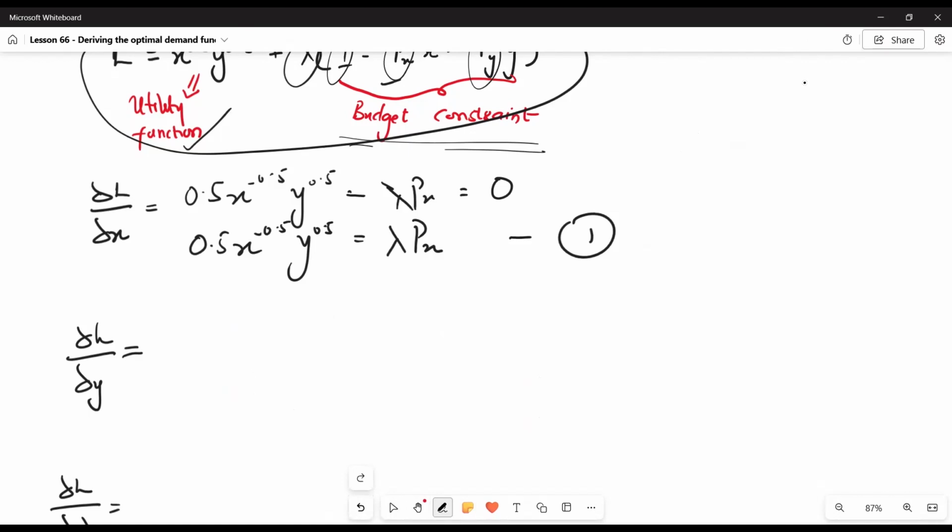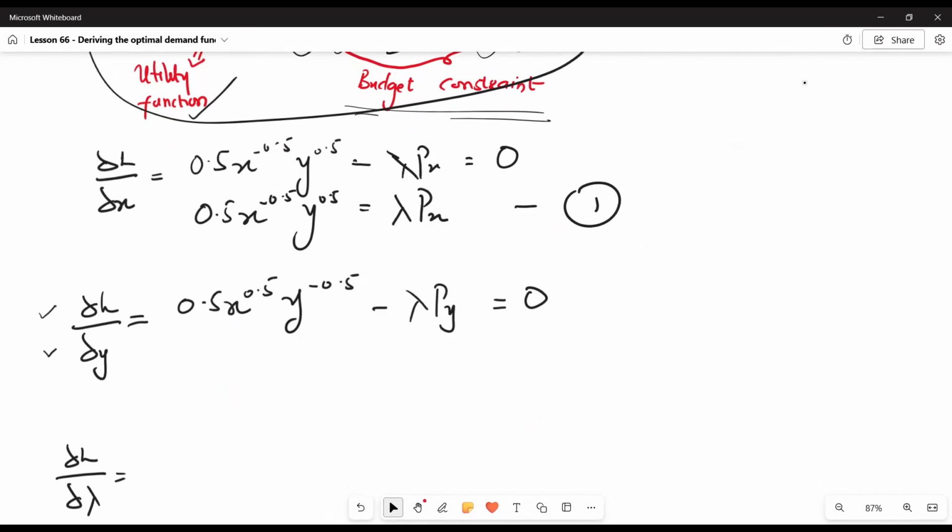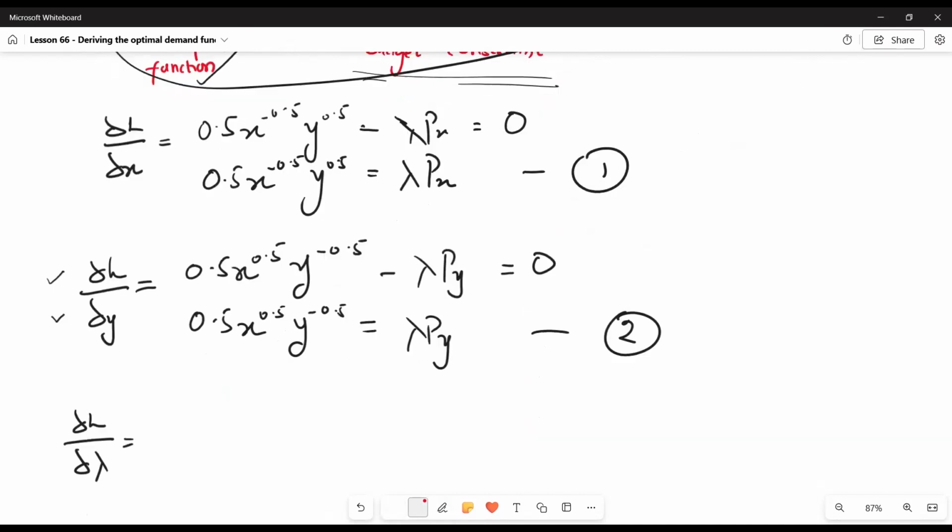The next is to differentiate the Lagrangian function with respect to y. We have 0.5 x raised to the power 0.5, y raised to the power minus 0.5, then minus lambda Py, which is equal to 0. Then we can rewrite this as 0.5 x^0.5 y^-0.5 being equal to lambda Py. Let's call this equation 2.